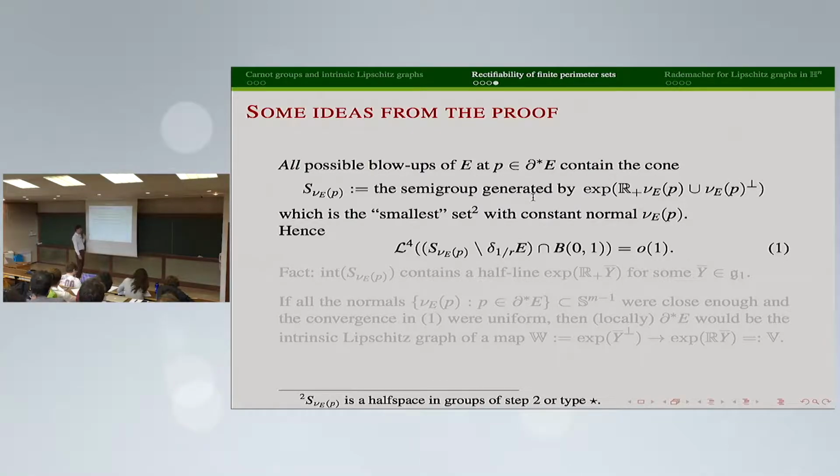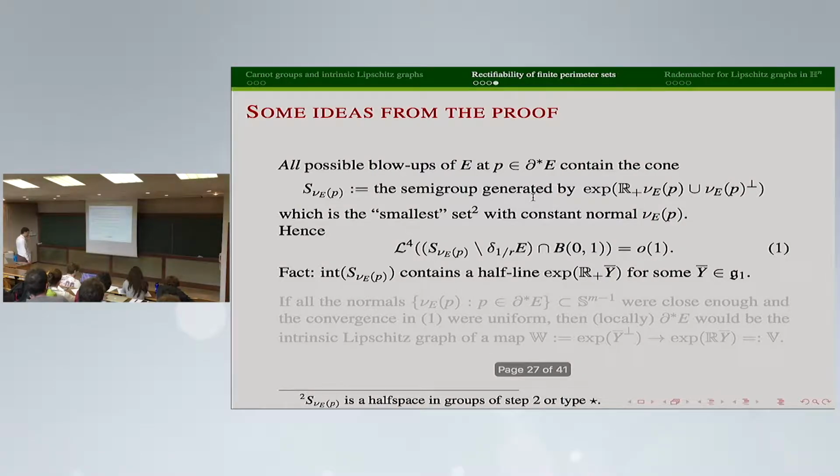This means that if you look at your blow-up objects at a fixed scale, say at scale 1, then your blow-ups are forced to invade all of the semi-group, because they have to cover it in a measure-theoretic sense. So the measure of the part of the semi-group inside the ball which is not covered by the blow-up is going to 0, is infinitesimal.